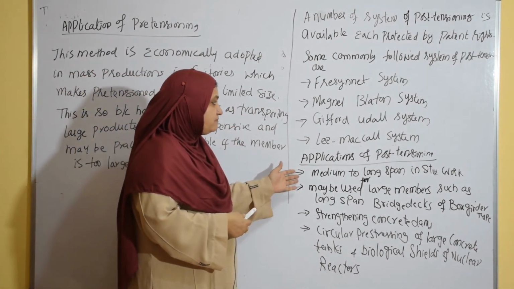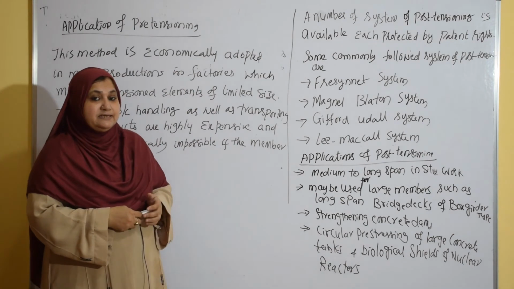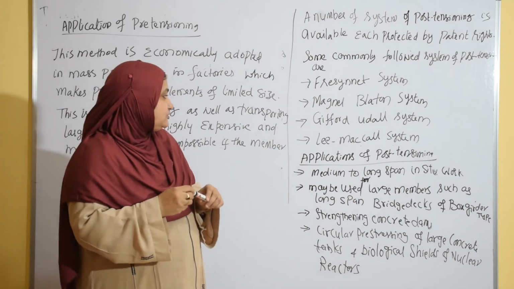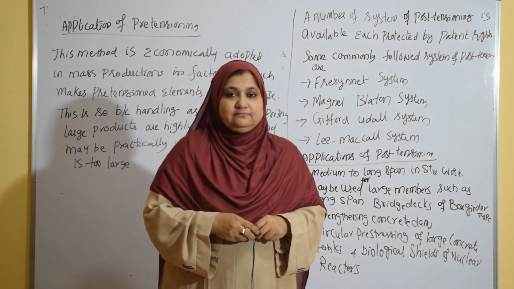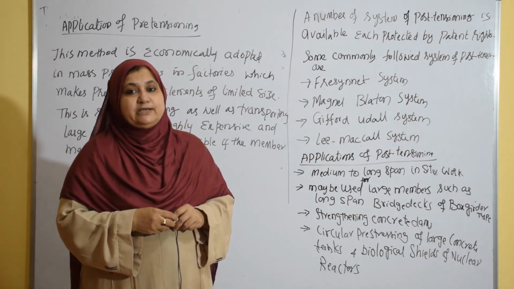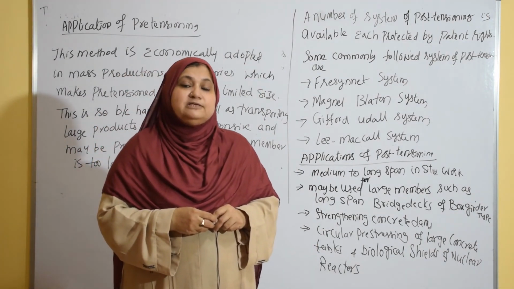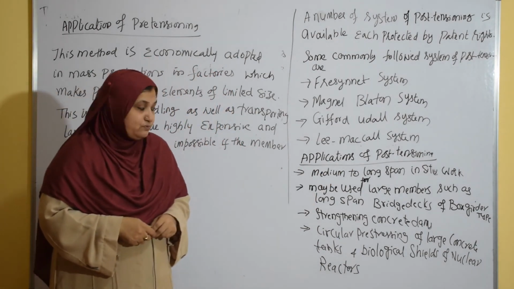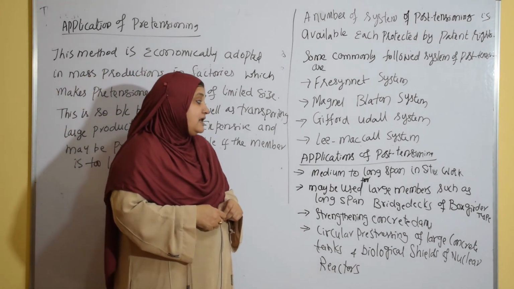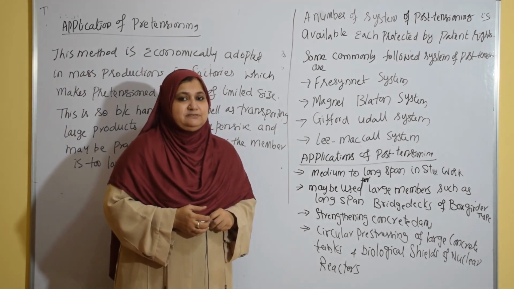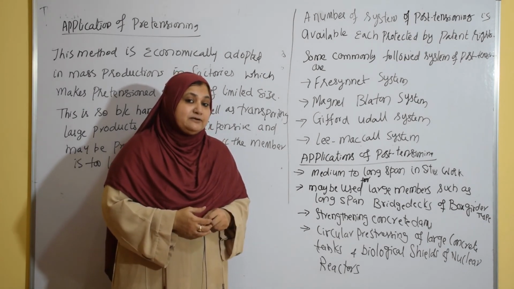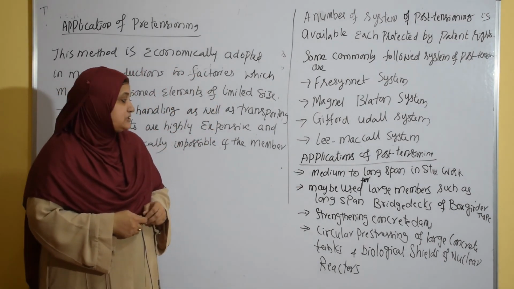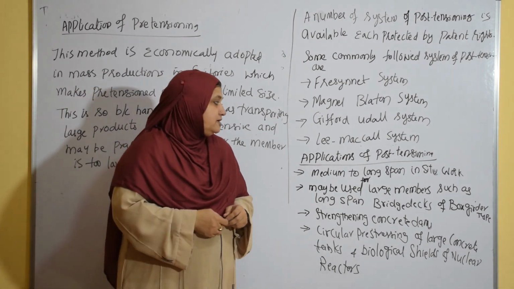Coming to the application of post-tensioning. Post-tensioning application is medium to long span in situ work. Post-tensioning is done on the site. It is used for medium and large spans, metro rail, big bridges, slabs, all of which are done on the site. It may be used for fabrication of large members. The post-tensioning system can be adopted for making large members such as long span bridge decks of box girder type.